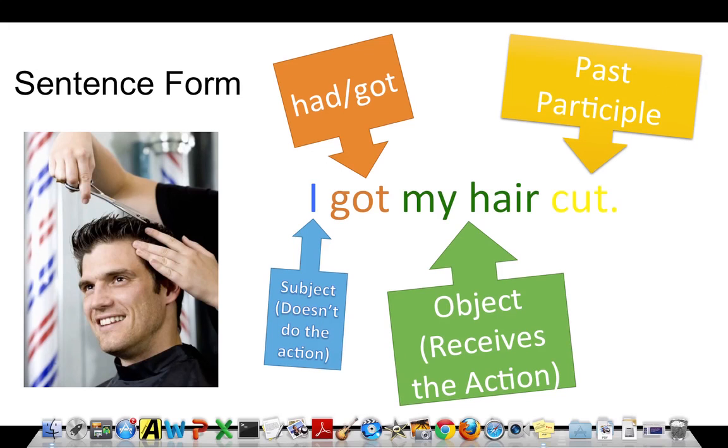I is the subject that doesn't do the action. Got goes next, with had or got. And then we have the object, in this case my hair, and remember it receives the action. And finally we have the past participle cut.